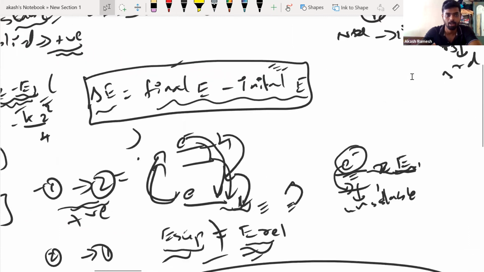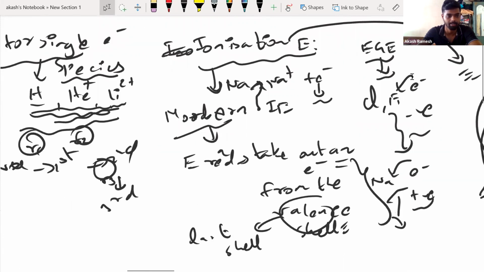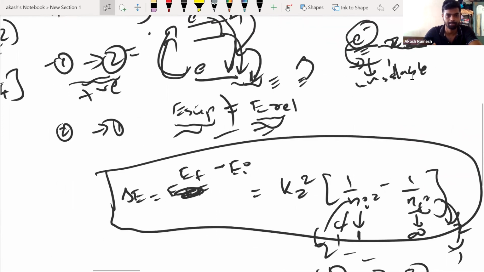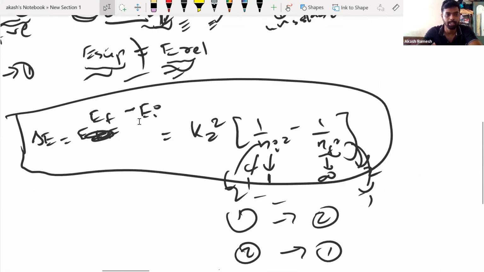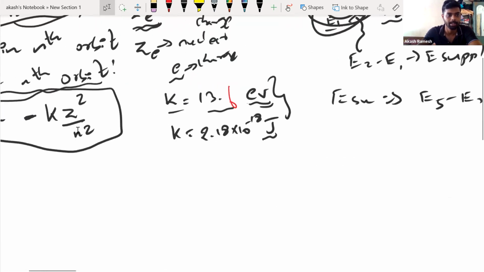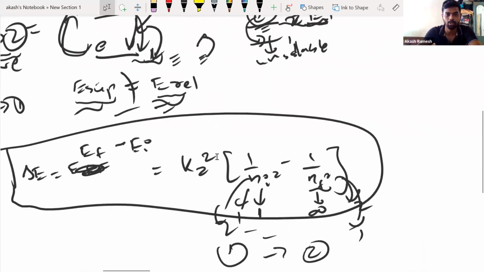And with that, I think we got a formula. Where is it? I think it will be there at the last. Yes, this one. So this is equal to EF minus EI, which is K Z squared times (1 by NI squared minus 1 by NF squared). It should basically be NF minus NI, but I have a negative sign in the energy equation, if you remember. That's why it's changing like this. NI is the initial orbit, NF is the final orbit.